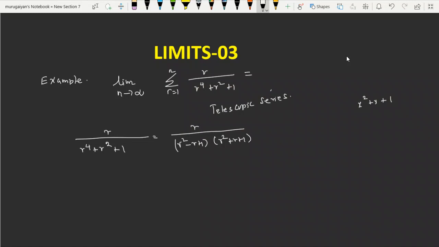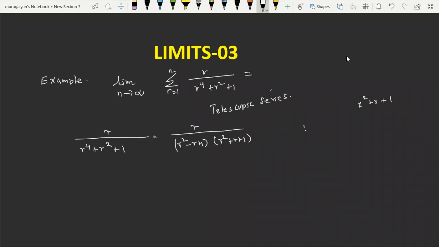We can factorize, just multiply and check it. r power 4 and r square times r, plus r cube minus r cube cancel. Then r square left, then 1 into 1. So r square minus r plus 1 into r square plus r plus 1 is nothing but r power 4 plus r square plus 1.